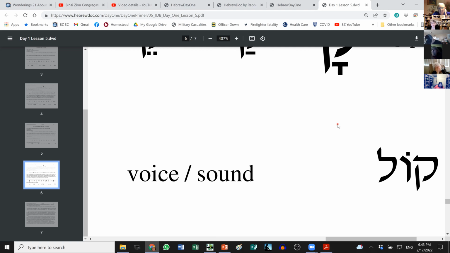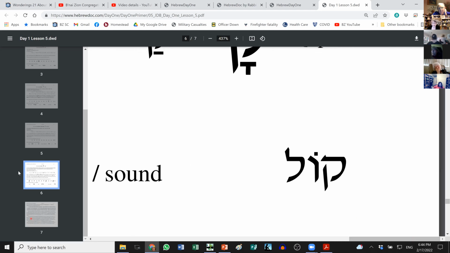But you also may have heard of the expression kol isha, that a woman's voice is very distracting to men. I'm embarrassed for men, but that's what it is. They'll call it kol isha, and they'll use that as an excuse for a whole lot of things. And the they is not anybody here.